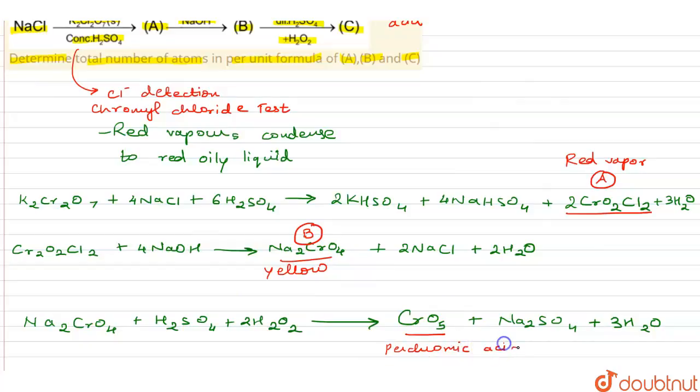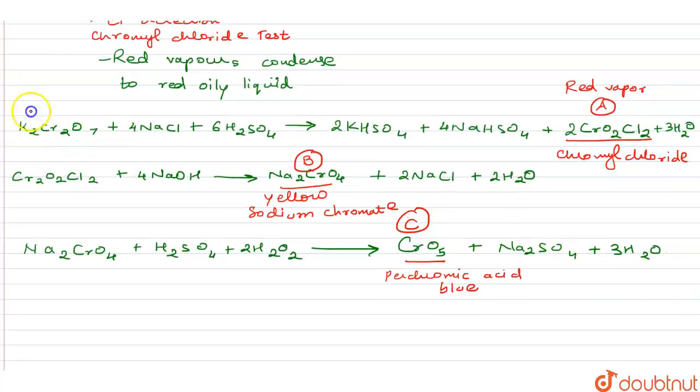And that's going to be a blue colored solution, and that's your product C. The yellow colored product which we have got is the B product, which is sodium chromate, whereas the first one, A, is called chromyl chloride. So now what we have to do is count the number of atoms in the formula.